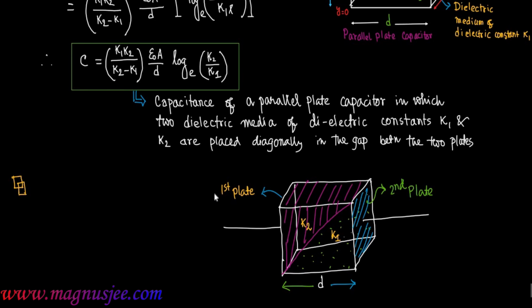This is the area of cross section of each plate. Width of each plate is b. Small b is the width of each plate. L is the height of each rectangular plate, and area of cross section of each plate is A equal L dot b. Now the dielectric medium of dielectric constant K2 is placed in contact with the positive plate of the capacitor, and another dielectric medium of dielectric constant K1 is in contact with the negative plate of the capacitor.